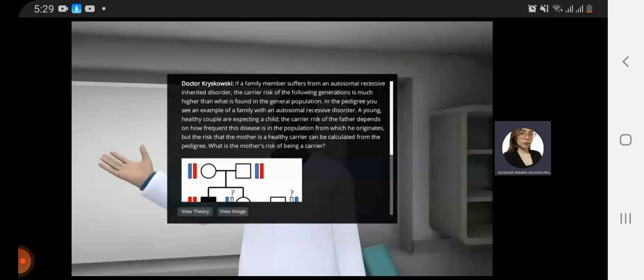A young, healthy couple are expecting a child. The carrier risk of the father depends on how frequent this disease is in the population from which he originates, but the risk that the mother is a healthy carrier can be calculated from the pedigree. What is the mother's risk of being a carrier?